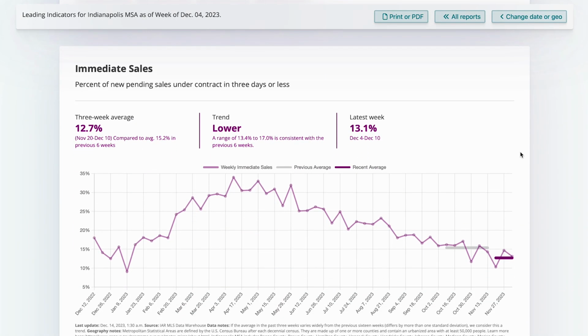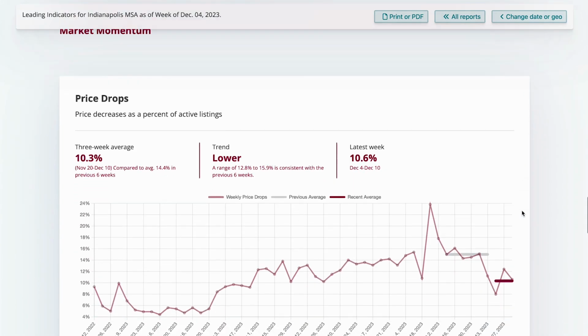So let's talk about immediate sales. This is the percent of new pending sales that are under contract in 3 days or less. So we take all the sales that pended in a given week and say how many of them were only listed for 3 days or less. And we call that an immediate sale. And so it tends to go up seasonally in the spring and early summer. And we see a normal winter decline here. And this is trending lower.